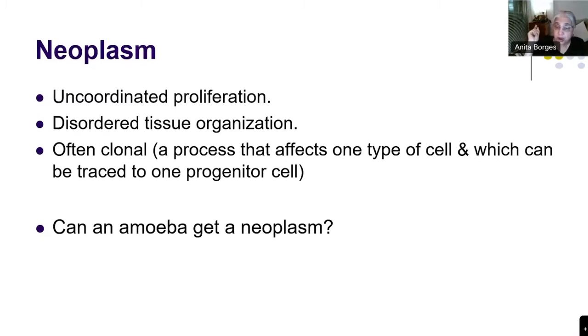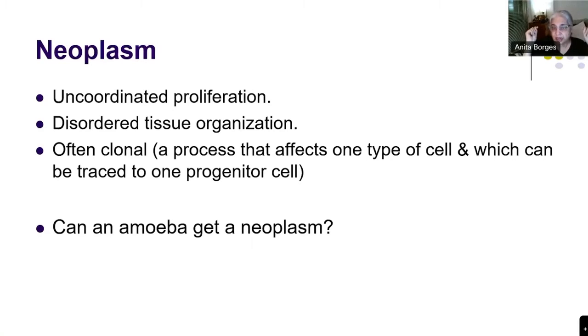Because if one amoeba splits and becomes two, it doesn't stay together, right? What happens? There are two amoebae. So even if one amoeba has a mutation, then its daughter cells will have the mutation. They will become two amoebae.